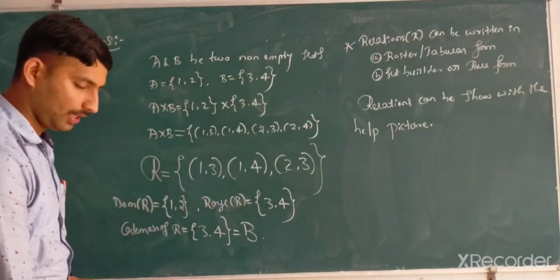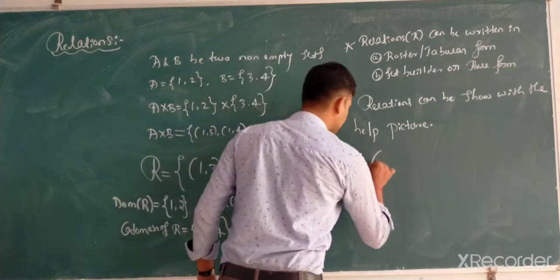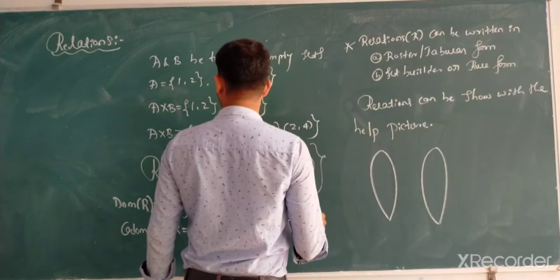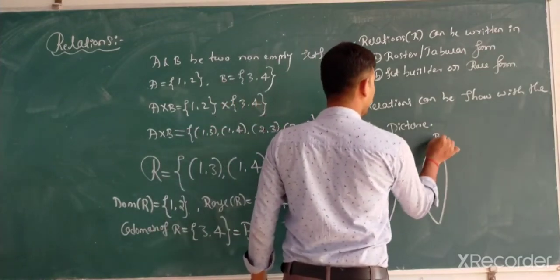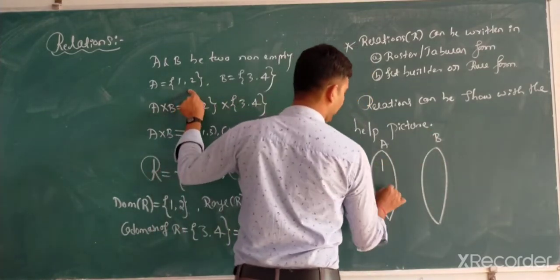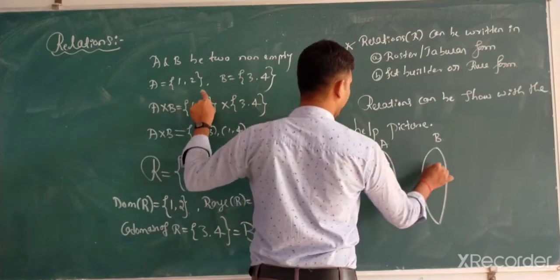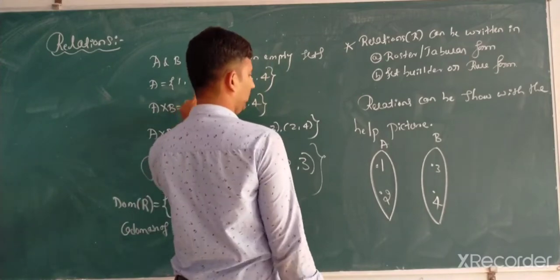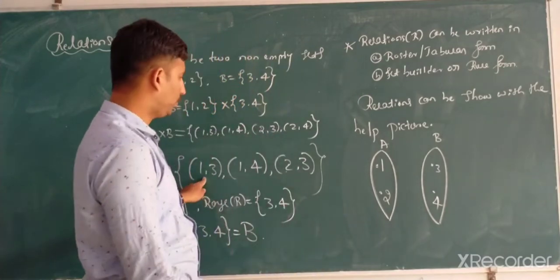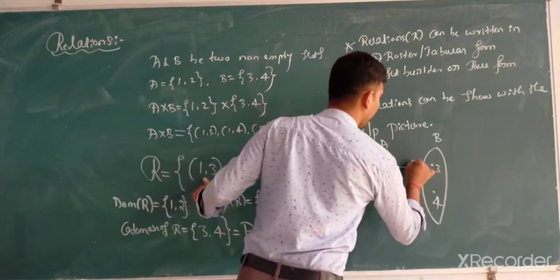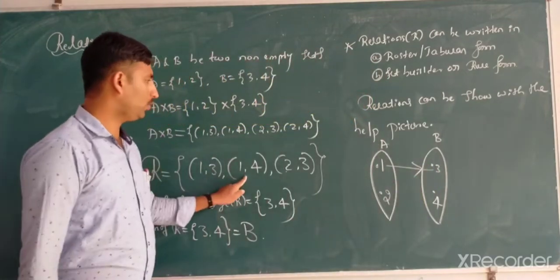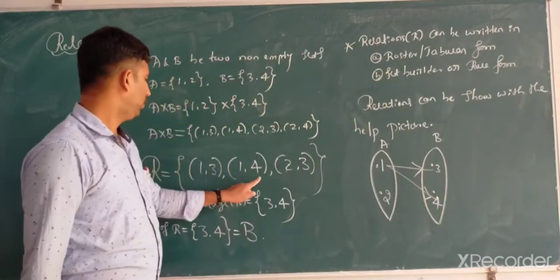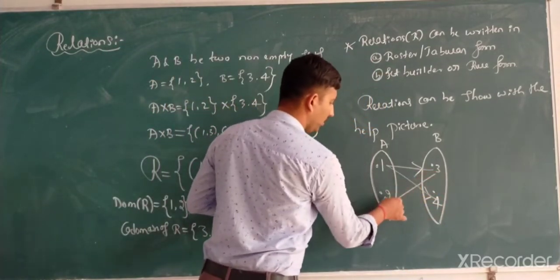For example, I will take two sets, A and B. What is the value of A? A is 1, 2, and B is 3, 4. Then 1 goes to 3. This represents 1 goes to 3. 1 goes to 4, correct? 2 goes to 3.